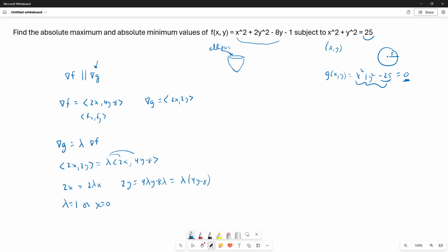So first, let's look at x equals 0. If x equals 0, then since the point xy is on the circle of radius 5, x squared plus y squared has to equal 25, and x is 0, so y squared is 25, which means y equals plus or minus 5. So we have potential max and minimum at the points 0, 5, and 0, negative 5.